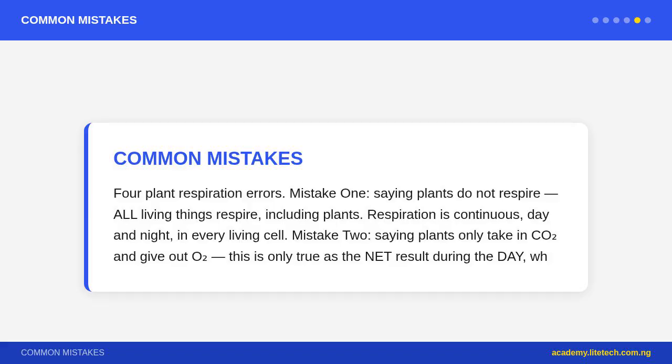During the night, without light, photosynthesis stops completely. The plant continues to respire aerobically, using glucose and oxygen, and releasing carbon dioxide. The net gas exchange at night is O2 absorbed, CO2 released, the same as in animals.